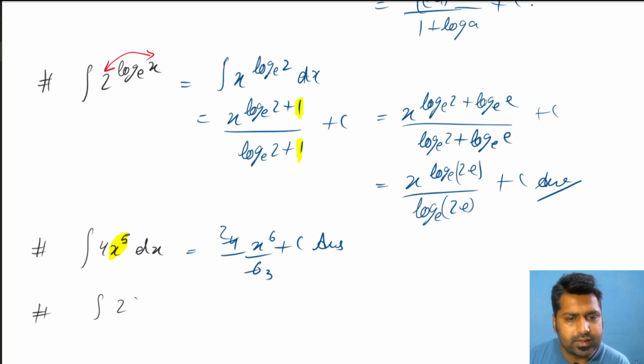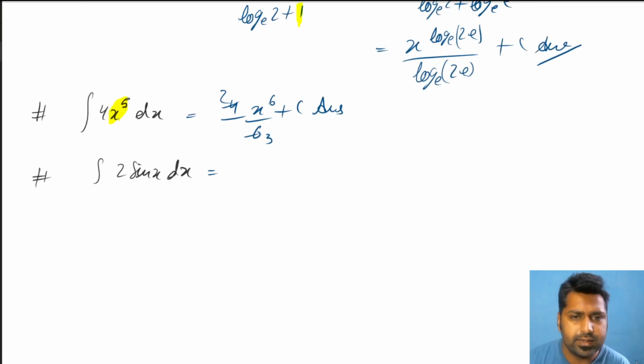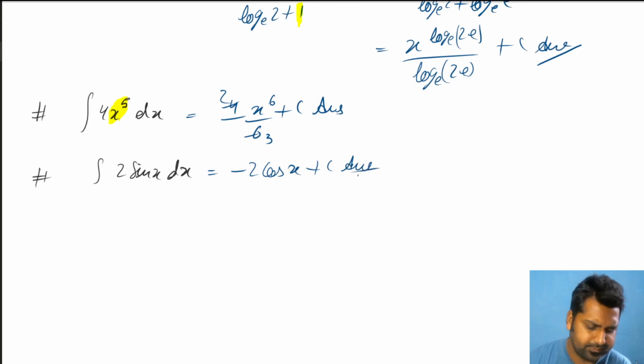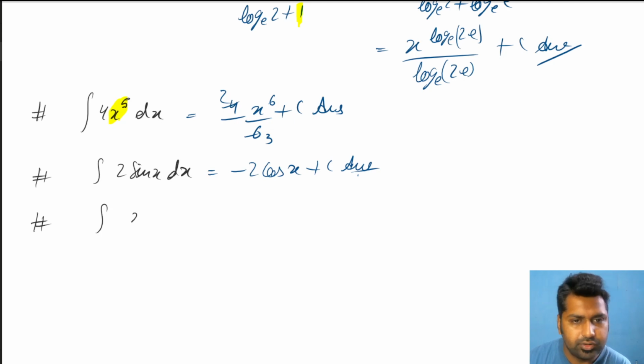So let's say 2 sine x. Again, you leave the 2, just integrate sine x. Integration of sine is minus cos x. So minus 2 cos x plus c. That's your answer. Okay, next question: integral of 3 raised to power x plus 2 dx.